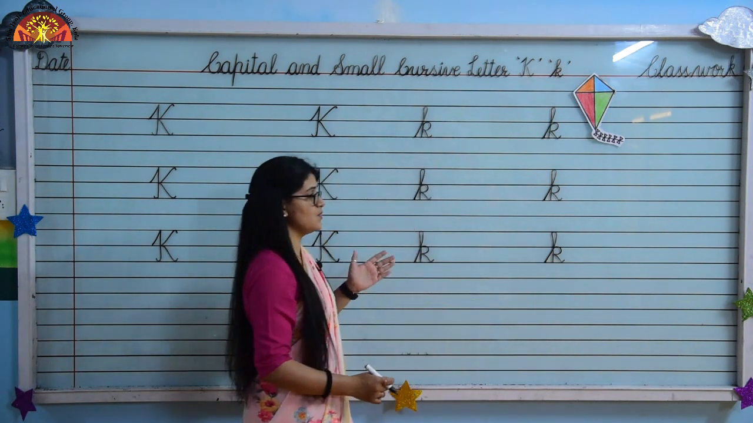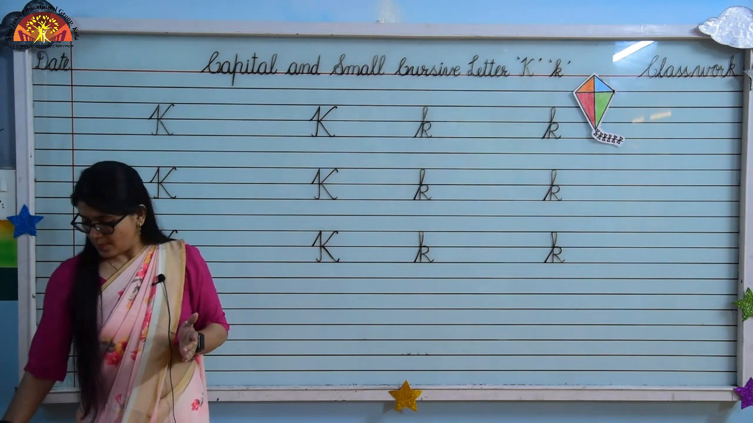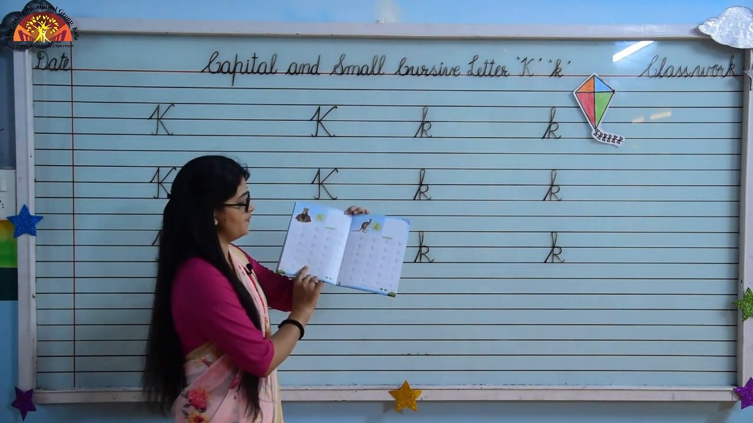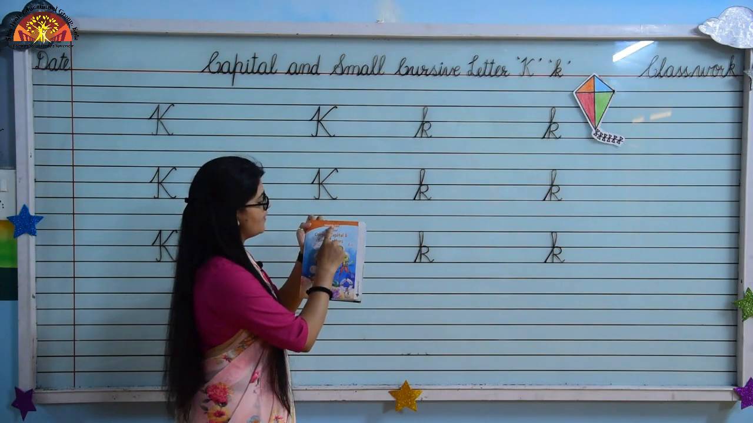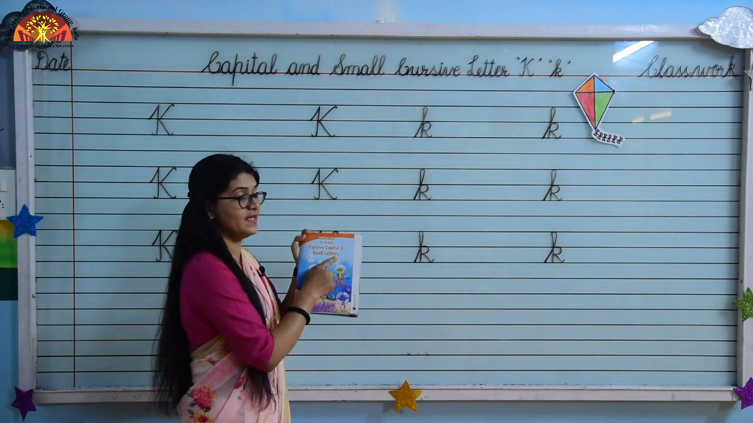And in this way, you have to complete pages 34 and 35 in your Graphelco Cursive Capital and Small Letters book.